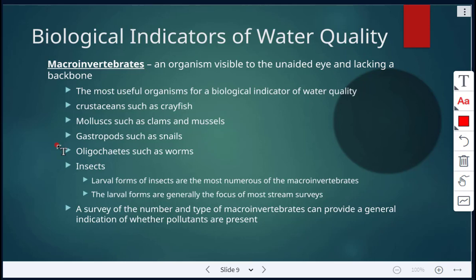But it's usually the larval forms. Larval forms of insects are the most numerous of the macroinvertebrates, and they are usually the most useful to look at. The larval forms are generally the focus of most stream surveys. A survey of the number and type of macroinvertebrates can be done, and that provides a general indication of whether pollutants are present in the water.